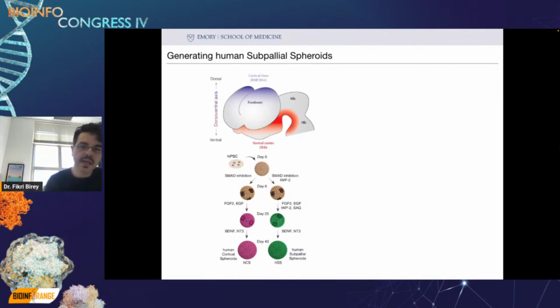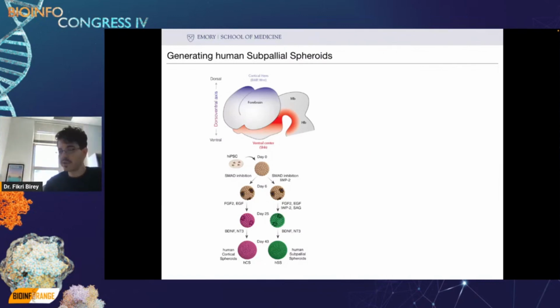All right. So the first question, as I alluded to, was how do we go about developing the subpallial spheroids? I'm going to be referring to subpallial spheroids as HSS and cortical spheroids as HCS. And for that, we started by running a small molecule screen. We took the HCS recipe as our base recipe, and then we asked: what are some of the compounds and small molecules that we can use to modulate signaling pathways in a way that takes us from the dorsal forebrain to ventral forebrain identity?